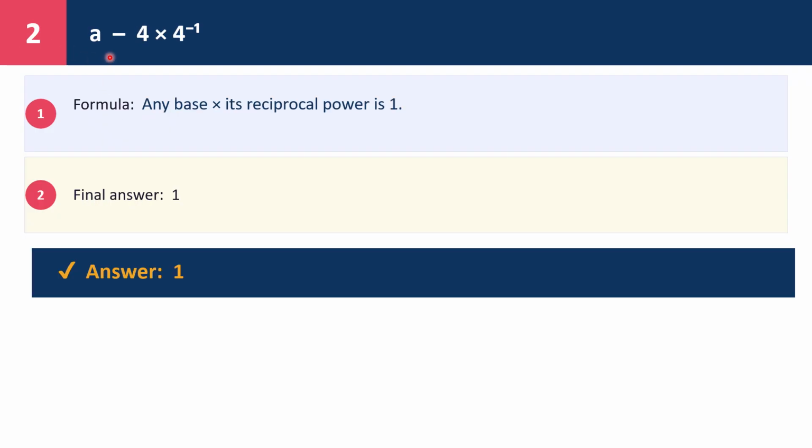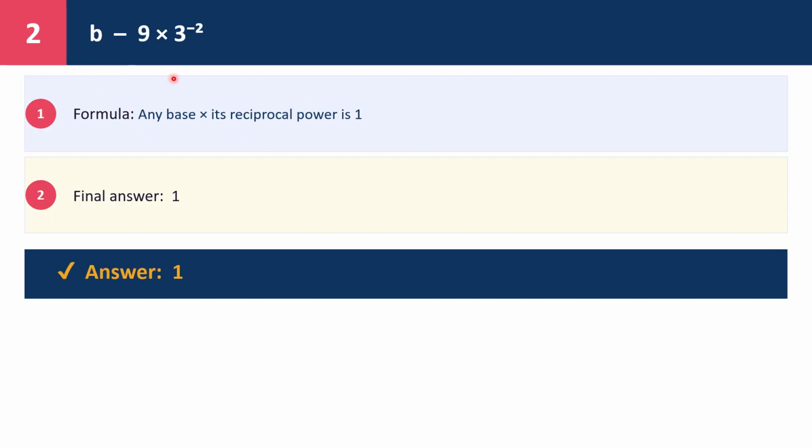Second equation is 4 into 4 power minus 1. What formula I'm using is any base into its reciprocal gives 1. So what is our base here? That is 4. What is the reciprocal of 4? That is 4 power minus 1. So 4 into 4 power minus 1, based on our formula, gives the answer 1.